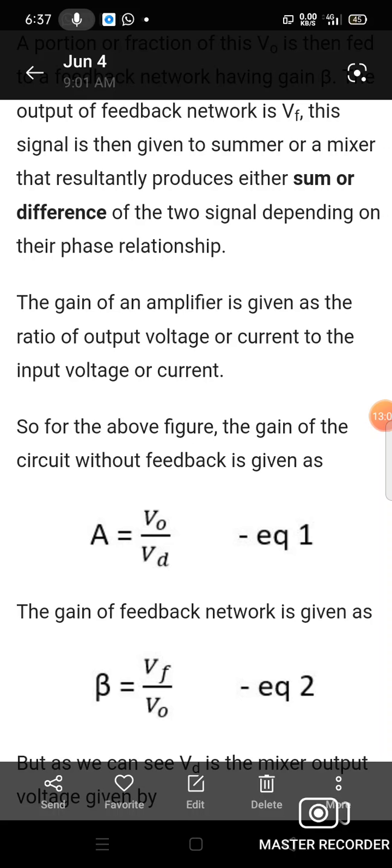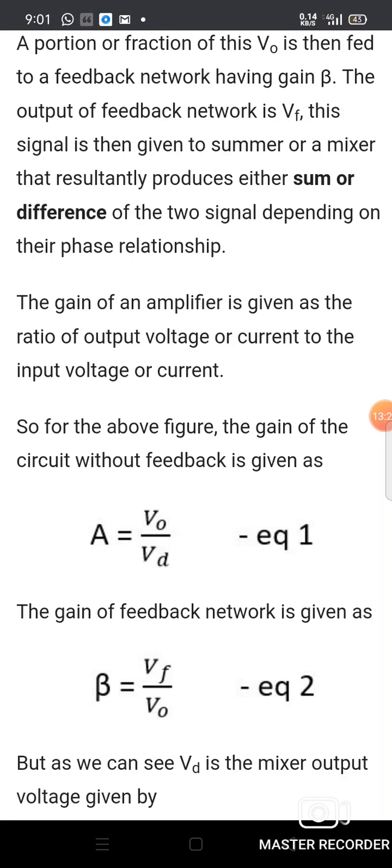Equation 2 is given by the factor denoted by beta, which is equal to Vf by V0. Vf is the feedback network output voltage and V0 is the amplifier output, that is, the feedback network input voltage, right? This is only the feedback network gain, equation 2, and equation 1 is only the amplifier block gain.